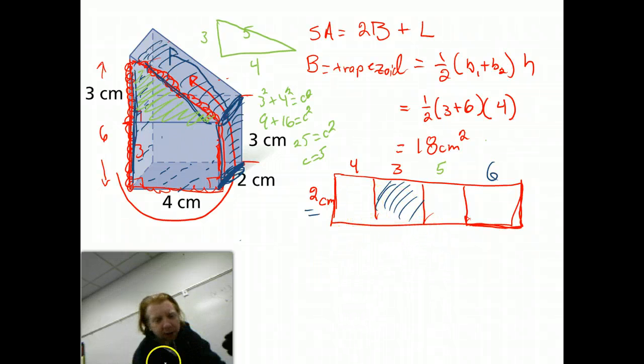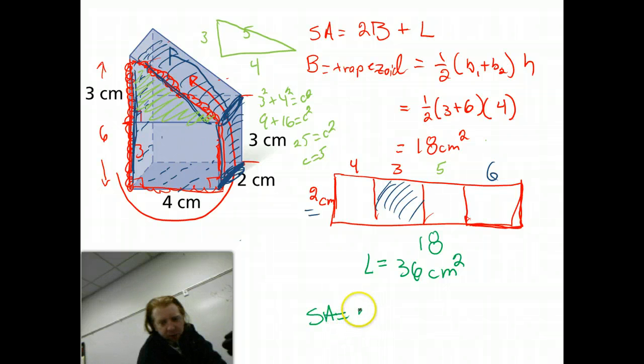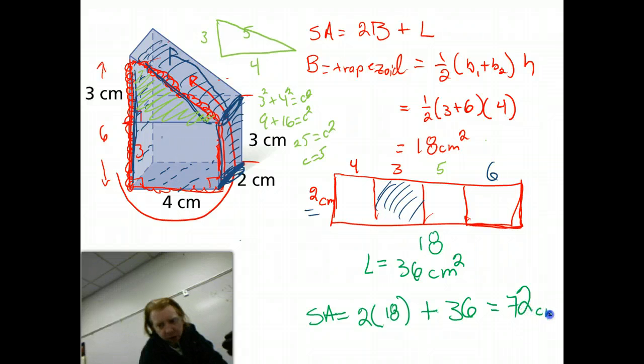So now I look at this whole rectangle. Looks like this whole length, let's see, 7 and 11 puts me at 18. So the lateral area must be 36 square centimeters. That's the area going around the prism. So its total surface area is twice the base, which is 18, plus the wraparound, or 72 square centimeters.